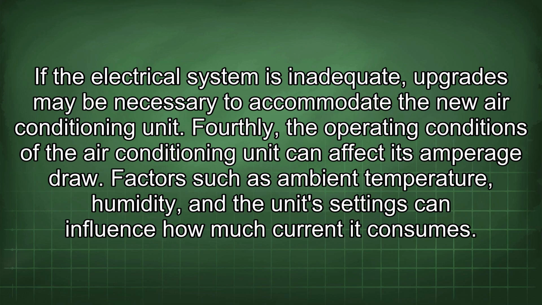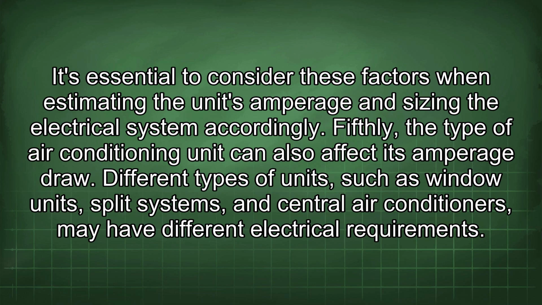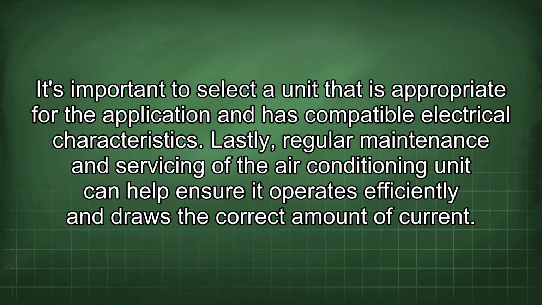Fourthly, the operating conditions of the air conditioning unit can affect its amperage draw. Factors such as ambient temperature, humidity, and the unit's settings can influence how much current it consumes. It's essential to consider these factors when estimating the unit's amperage and sizing the electrical system accordingly. Fifthly, the type of air conditioning unit can also affect its amperage draw. Different types of units, such as window units, split systems, and central air conditioners, may have different electrical requirements. It's important to select a unit that is appropriate for the application and has compatible electrical characteristics.